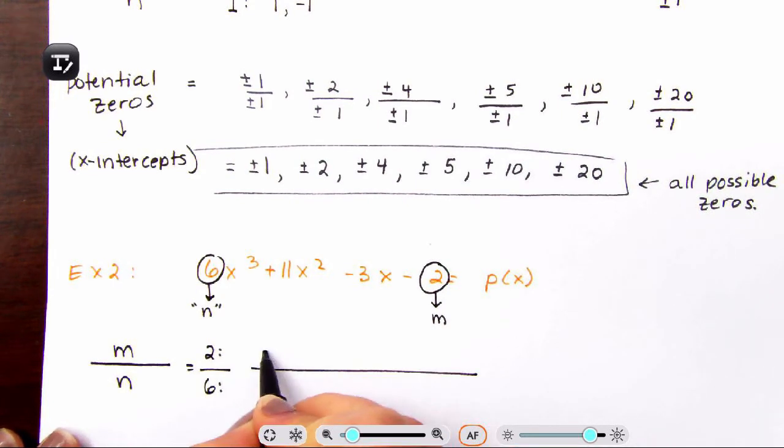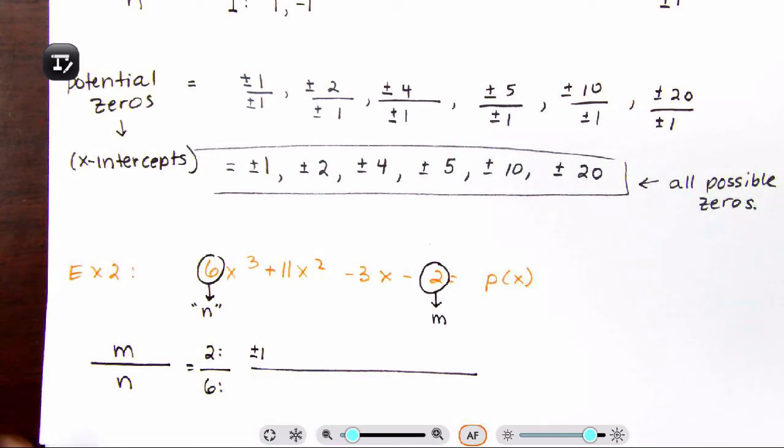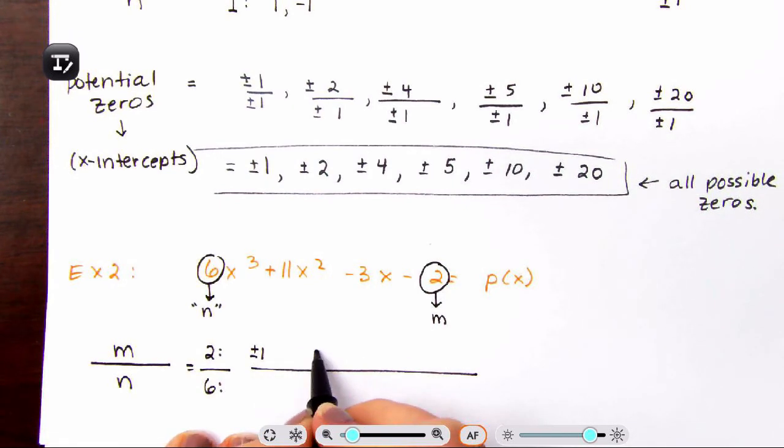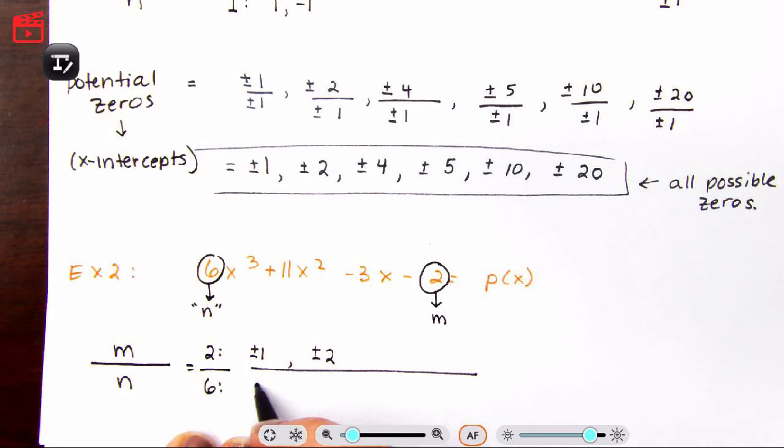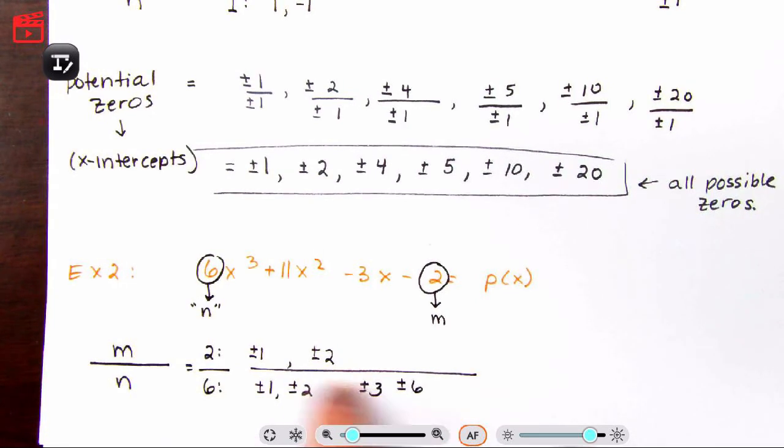So 1 times 2. Again, it's always going to be plus or minus. 1 times 2, and 2 times 1, those are the only factors here. I'm going to separate that with a comma. Now on the bottom, what are my factors of 6? I know I have 1 times 6. I have 2 times 3, and that's it. So notice now I have 4 denominators and I have 2 numerators.